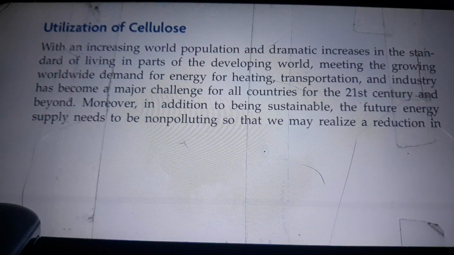Utilization of cellulose. With an increasing world population and a dramatic increase in the standard of living in different parts of the developing world, meeting the growing worldwide demand for energy, for heating, for transportation, and industry has become a major challenge for all countries for the 21st century and beyond. Moreover, in addition to being sustainable, the future energy supply needs to be non-polluting so that we may realize a reduction in greenhouse gas emissions.